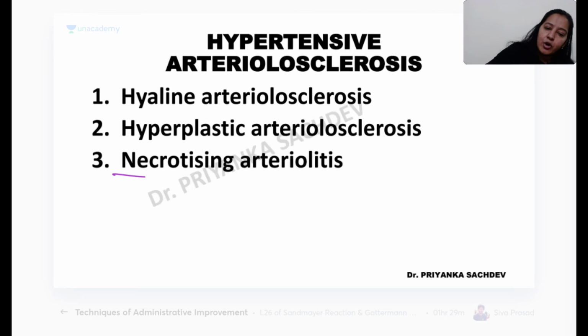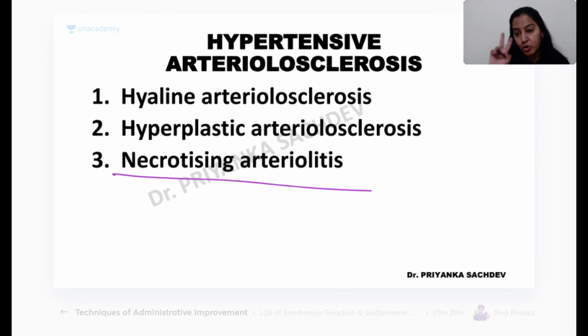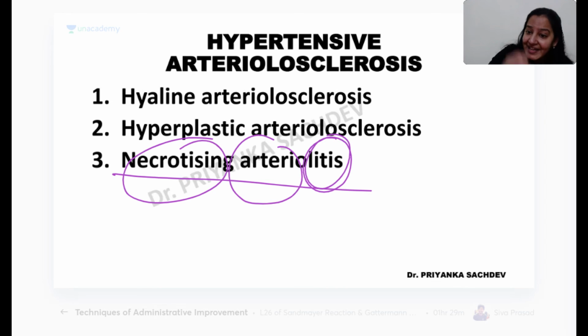So coming to the third one, necrotizing arteriolitis. Now two terms are there. One is necrotizing, other is arteriolitis. In pathology, the term itis means inflammation. So there is some inflammation, so inflammatory cells should be there in the diagram. And necrotizing means necrosis should be there. Now there are 5 types of necrosis. Whenever you talk about necrosis, you have to tell me the type of necrosis.